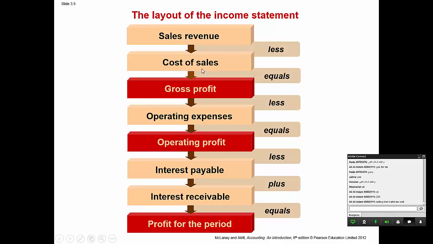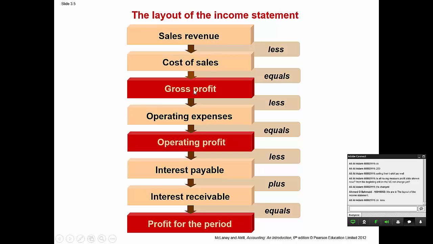But after removing the cost of sales from revenue, we also have other expenses. And we should remove those expenses from the gross profit in order to find the net profit for the period, which is the net profit. Okay, so this is the first part of the income statement. The first part is to find the gross profit. How can we find the gross profit? By subtracting cost of sales from the sales revenue.